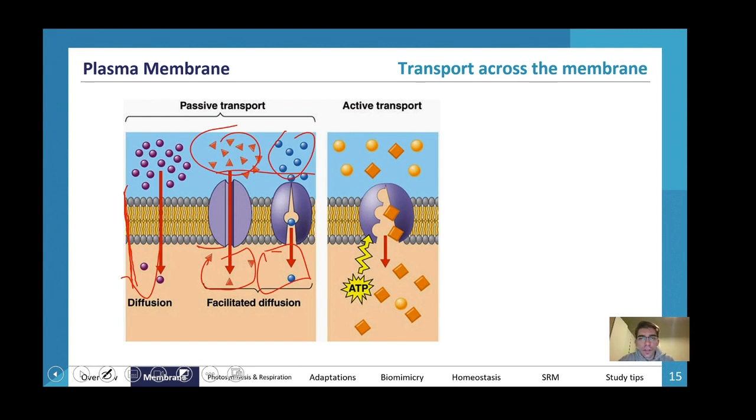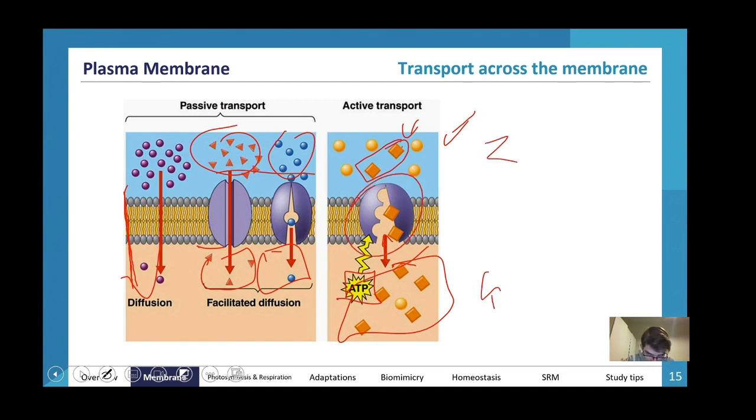Active transport, on the other hand, is the form of transport where ATP is used. ATP is essentially an energy carrying molecule, but it's used to transport molecules against the concentration gradient from an area of low concentration to an area of high concentration. Can you see the squares here? That's an area of low concentration. You have only two squares above, but you have four squares below. And this carrier molecule, apparently it's still transporting these squares on the inside of the cell.